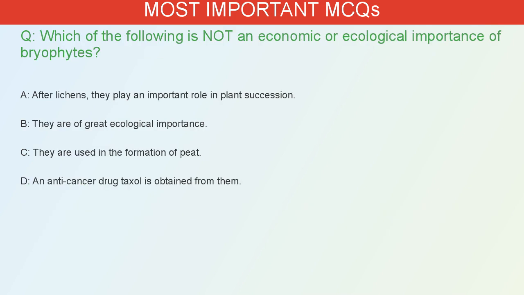Which of the following is not an economic or ecological importance of bryophytes? A. After lichens, they play an important role in plant succession. B. They are of great ecological importance. C. They are used in the formation of peat. D. An anti-cancer drug Taxol is obtained from them.